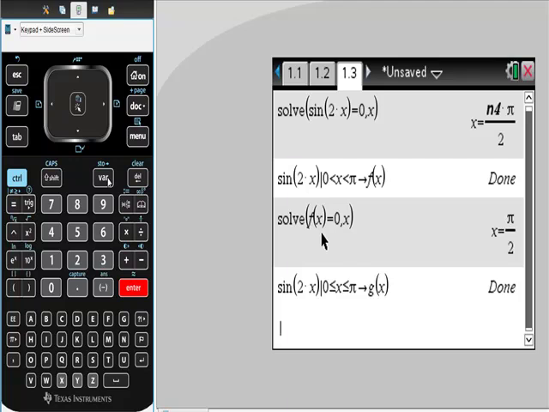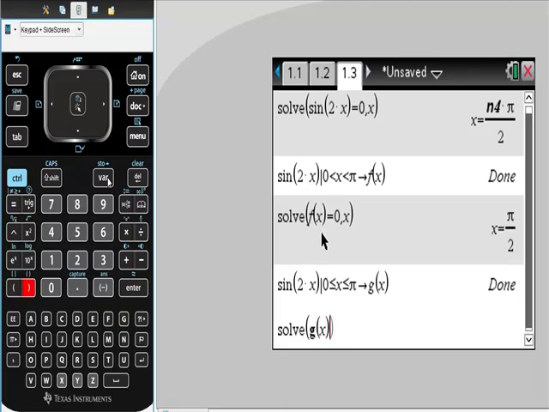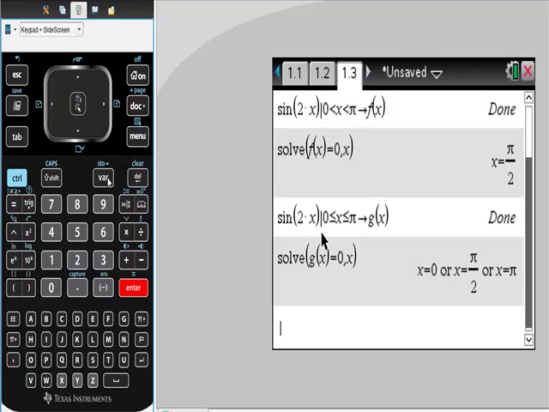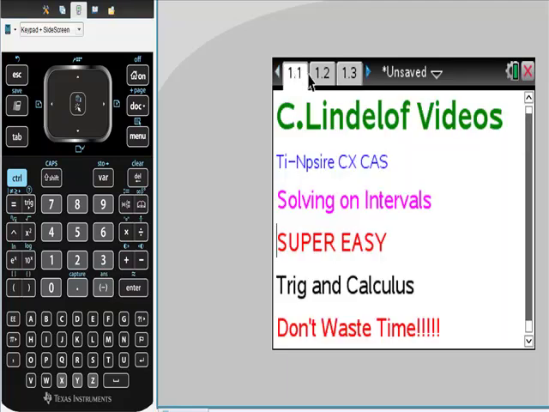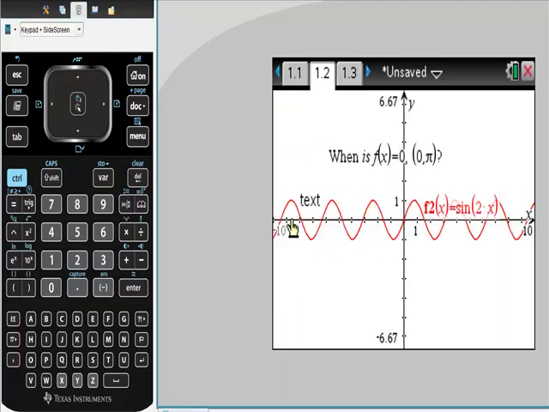And now look what happens. If I do the same thing, solve, and remember I named it g of x, g of x equals 0 in terms of x. Now it gives me all three of the possible solutions. And you can name whatever interval you want, and it will give you a whole lot of answers. But it is not possible for it to list out an exhaustive list here because the list is inexhaustible. So just by setting up an interval, you can do that.